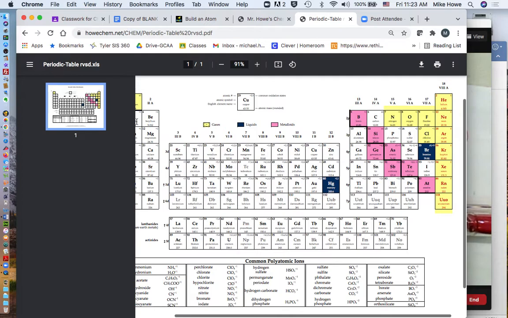Look at our columns. This is column number 1, column number 2. Skip the short columns. Column number 3, column 4, column 5. Phosphorus has 5 in the outer shell. It's in the 5th column.